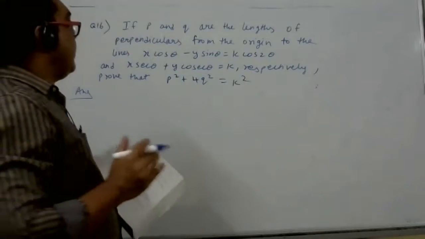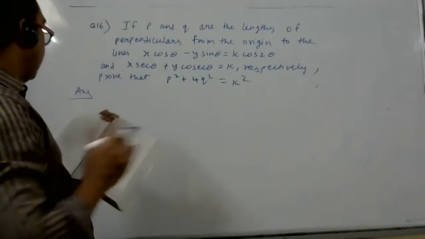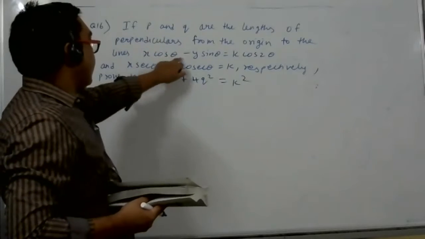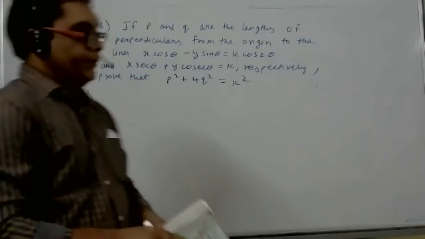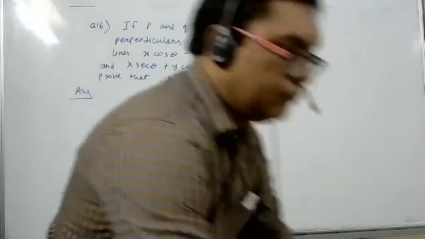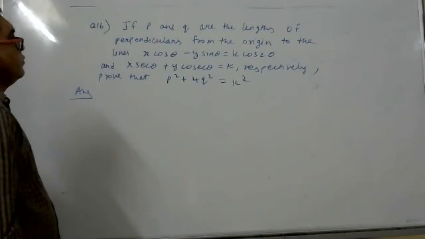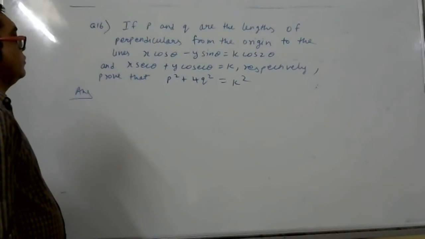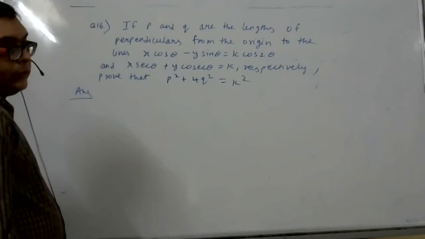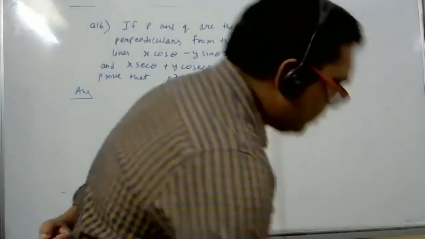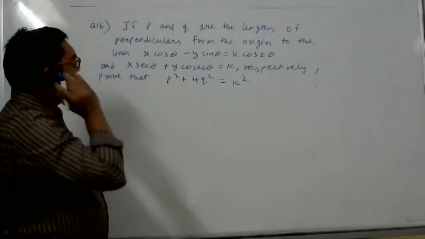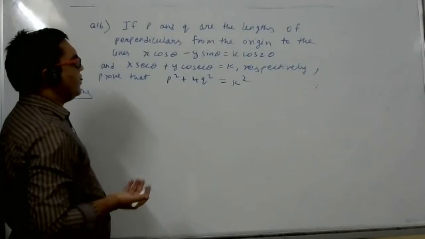P and Q are the lengths of perpendicular from the origin to this line and this line respectively. Prove that this one. So here theta is not defined, right? Sir, how can we proceed? See, distance of a point from a line, I think this is the last exercise. So we know the distance of a point from a line. Yes, sir, but theta is not defined. Theta will be removed somewhere, by squaring, adding something.